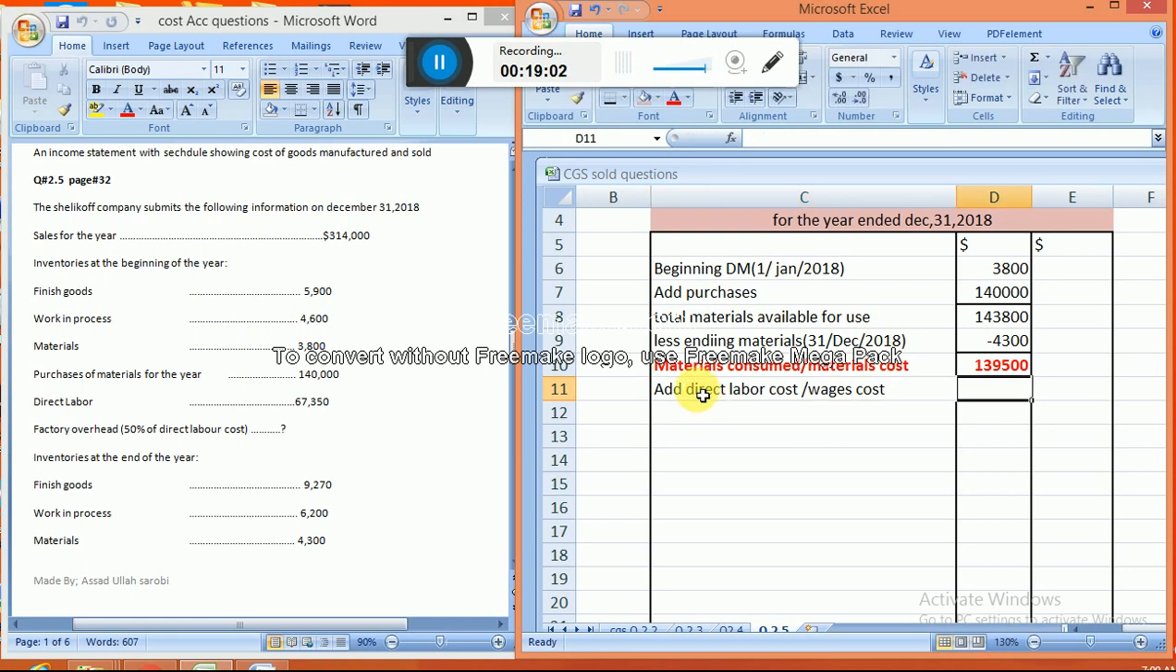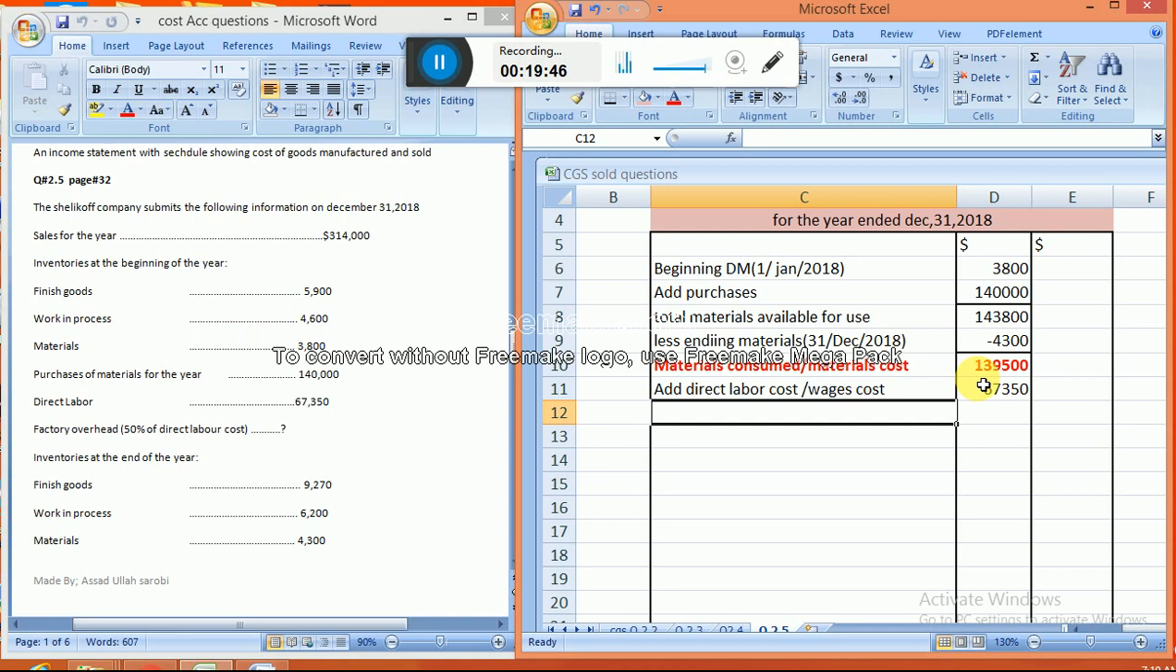How much is the direct labor cost or wages? If we look in the question, direct labor is $67,350. We add this. So look here, we can calculate the prime cost: direct material plus direct labor, that is called prime cost, as we discussed in our previous lectures.